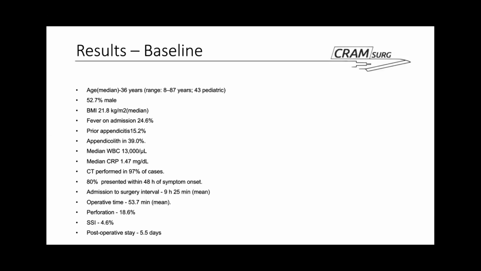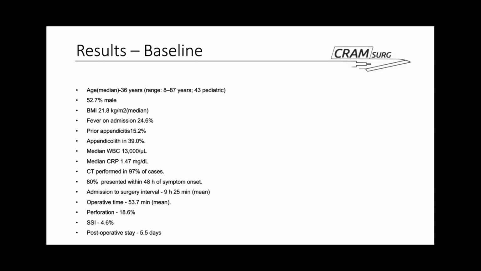52.7% of the population was male, with a median BMI of 21.8. 24% had a fever on admission. Prior appendicitis was found in 15.2% of patients. 39% had appendicolith. Median white cell count was 13,000. Median CRP was 1.47. CT was performed in 97% of these cases.